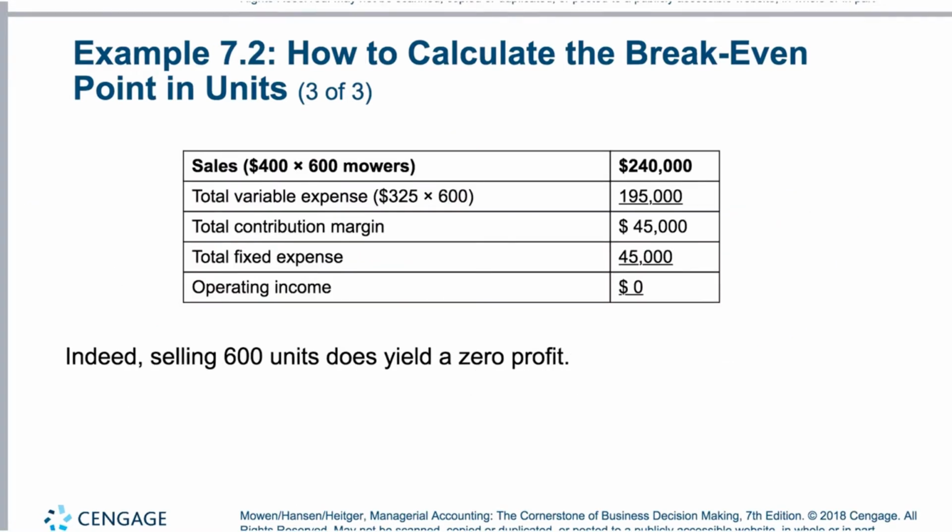And so here's a simple little contribution margin income statement. Here's our income, $400 times 600 mowers, 240,000. Variable expenses of 325 times 600 mowers gives us 195. Total contribution margin gives us $45,000, which is 240 minus 195. That is equal to our fixed expense, so that gives us an operating income of 0. Obviously, this is really easy to do in Excel, and I will show you that in a later video.